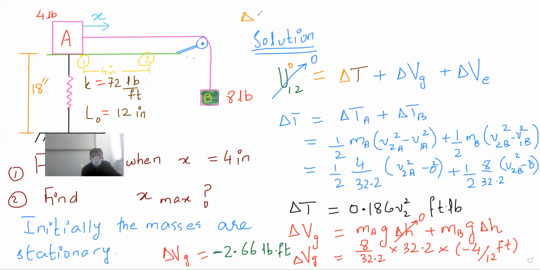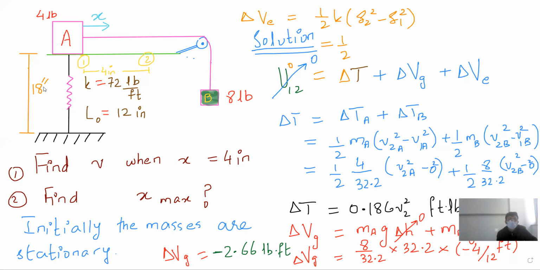And delta VE is equal to 1 over 2 K times delta 2 squared minus delta 1 squared. How many agree and how many disagree? Now I will write 1 over 2. The value of K is given to me, how many agree? That is 72 pound per feet. And I will actually squeeze everything here. Now delta 2 is, how many students agree?